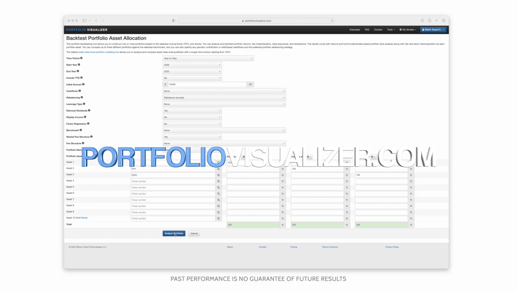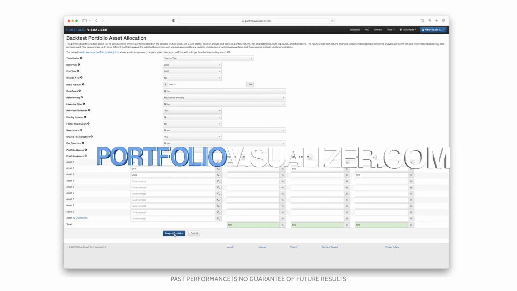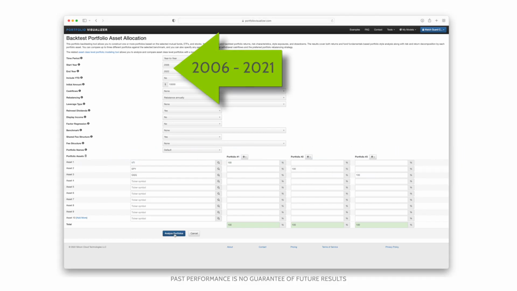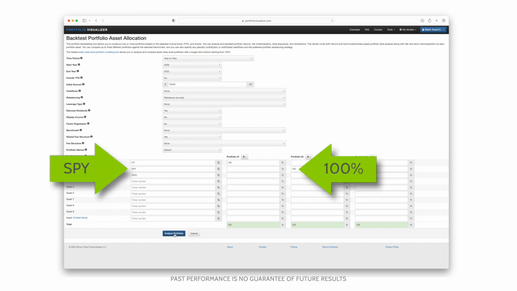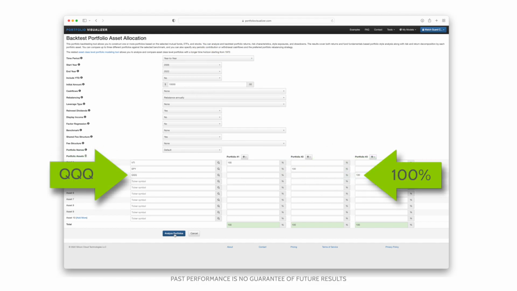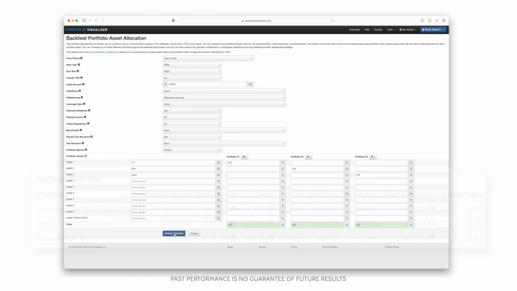Let's check performance using Portfolio Visualizer's Backtest Portfolio tool. I set the date range from 2006 forward. Portfolio 1 is 100% VTI, Portfolio 2 is 100% SPY, and Portfolio 3 is 100% the Triple Qs.